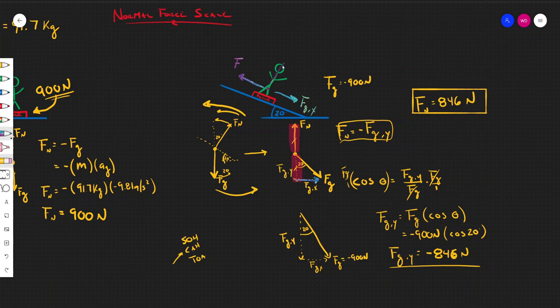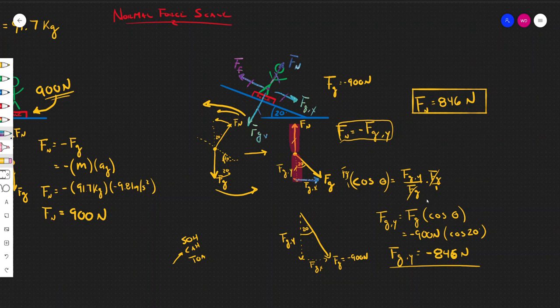Now we see that the normal force and the force of gravity's y component are equal but opposite. Therefore, these must be equal and opposite. The question is, what is this force? And that's where we're going to go next. This is the force of friction, and they would be equal and opposite. We'll get there. That's the next topic we're going to cover, so you can see how we're going to get there.